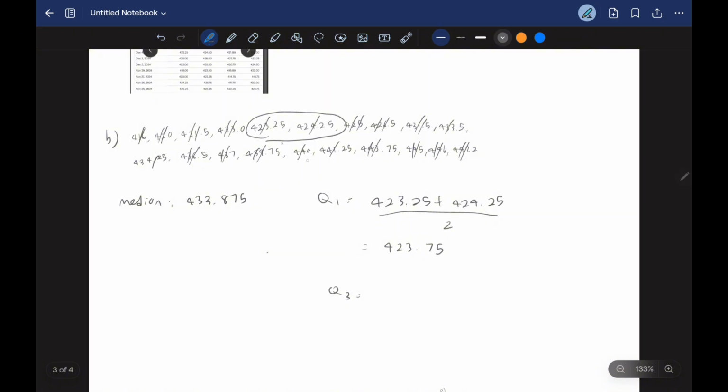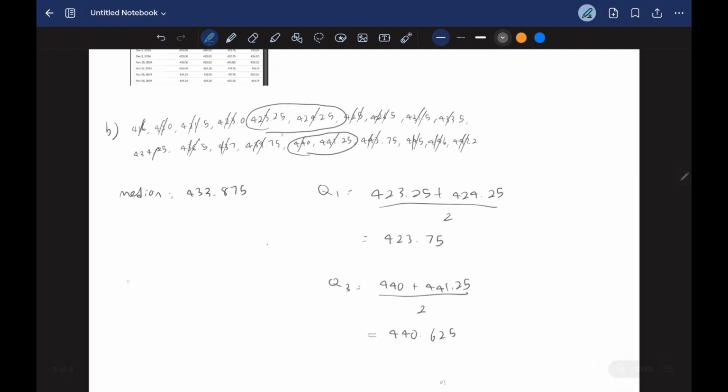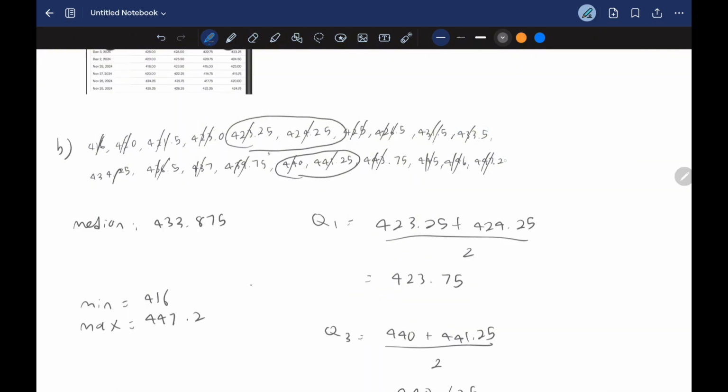using the values of 440 plus 441.25 divided by 2, which equals the third quartile. The third quartile's value is 440.625. Now that we have the first quartile and the third quartile, we'll be looking at the max value, which is 447.2, and the minimum value will be 416.